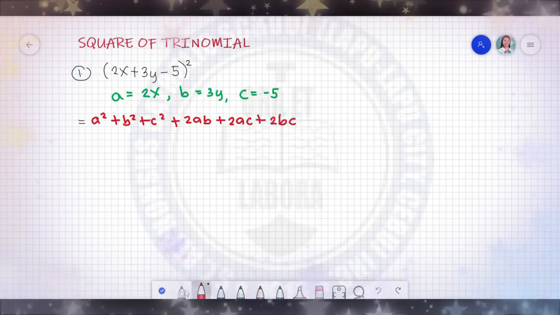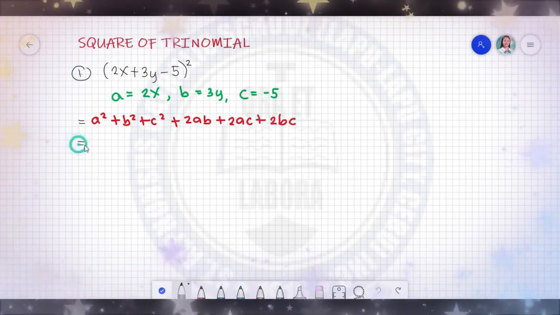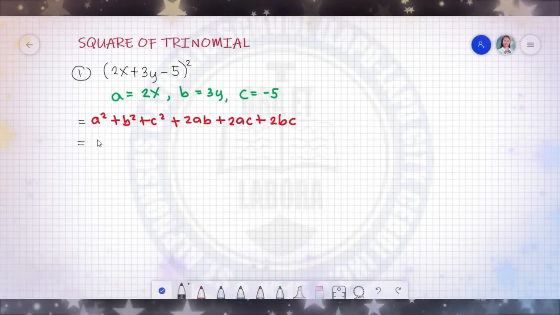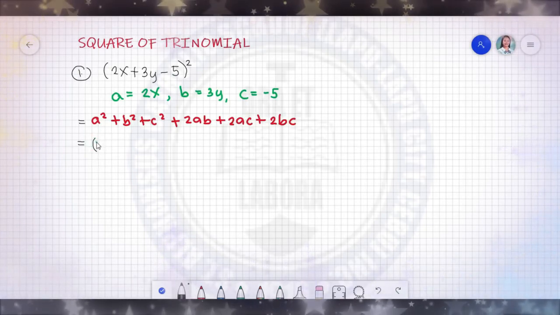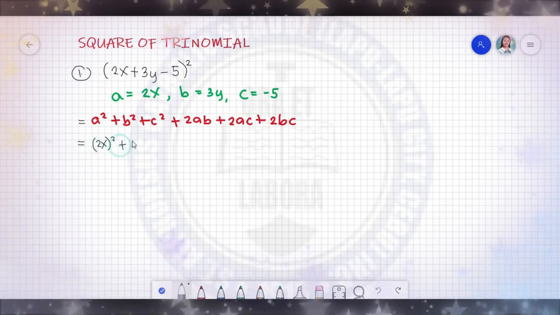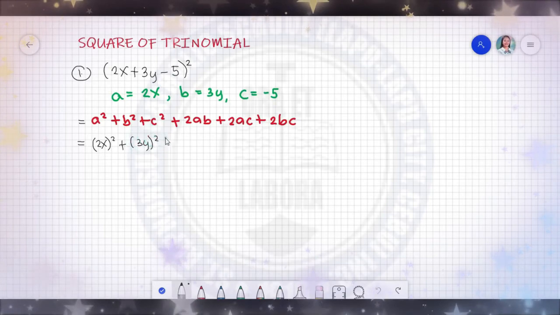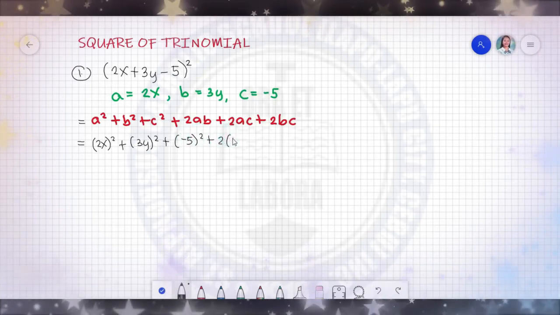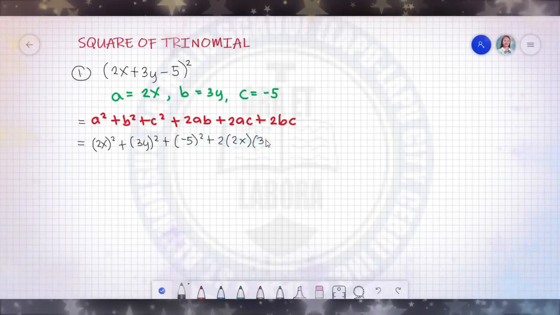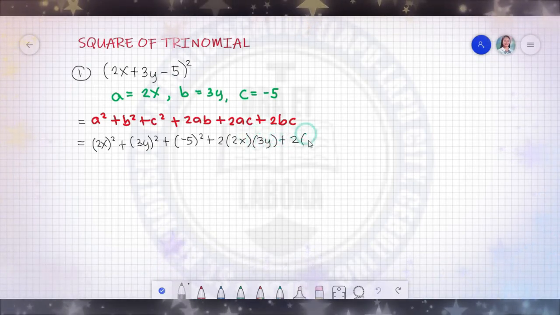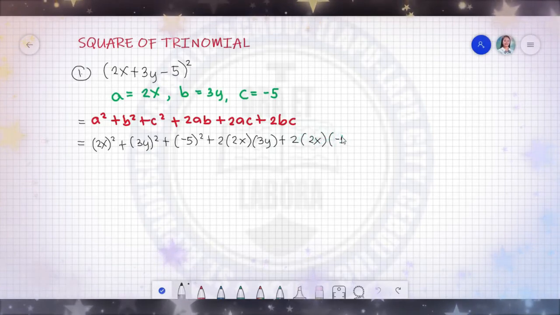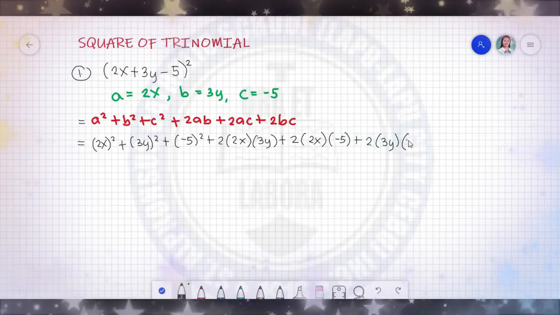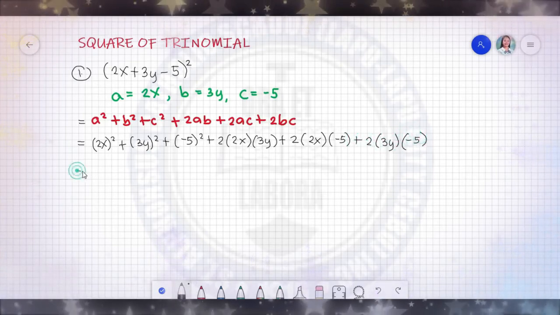a² + b² + c² + 2ab + 2ac + 2bc. If you're just going to use the pattern, then nothing can go wrong. This time, substitute a, b, c with the given. So that would be (2x)² + (3y)² + (-5)² + 2(2x)(3y) + 2(2x)(-5) + 2(3y)(-5).